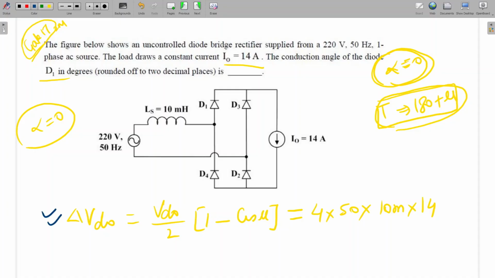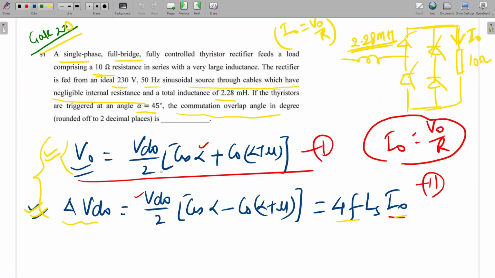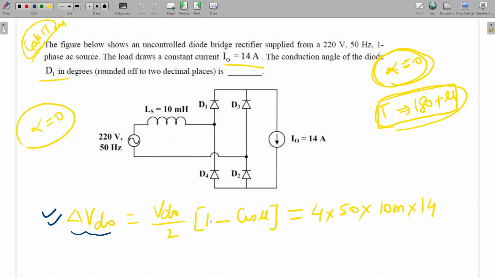Can anyone reply? See, delta VD0, I am writing the first equation. Delta VD0 means cos alpha minus cos alpha plus mu. In the output voltage, it will be cos alpha plus mu. So here, since alpha is equal to 0, the first term will be cos 0, which is 1, minus cos alpha plus mu. Since alpha is 0, it will be mu only. Is it clear? Yes, sir.